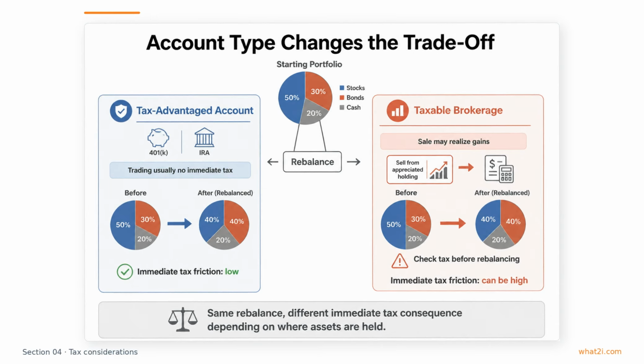That means every sale in a taxable account deserves an extra layer of review. An investor may prefer to rebalance first inside tax-advantaged accounts and be more selective in taxable ones. The portfolio level goal may be the same, but the path to get there can differ by account location.